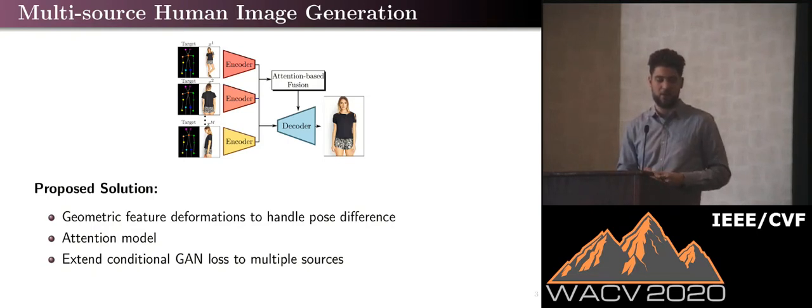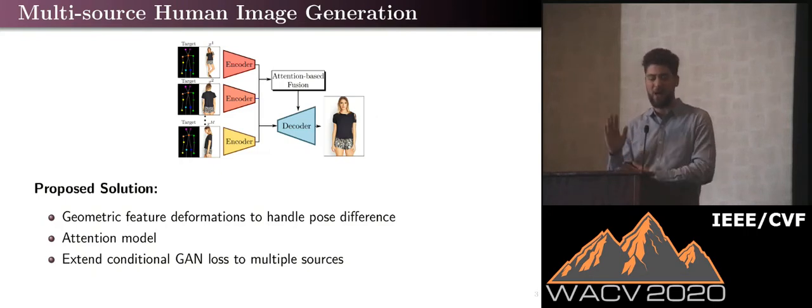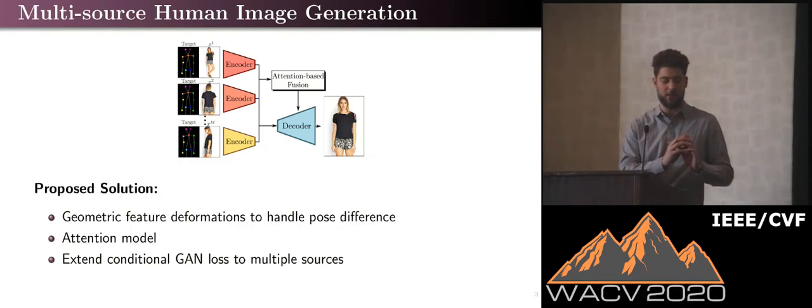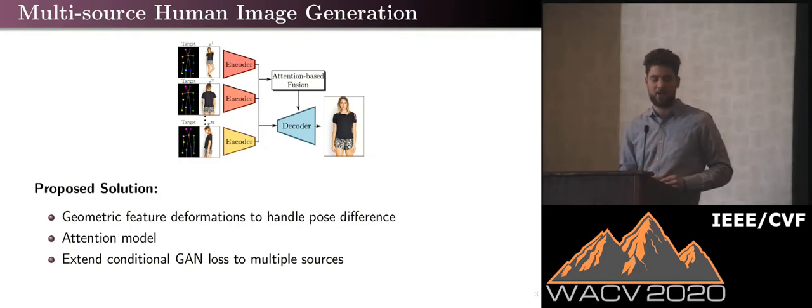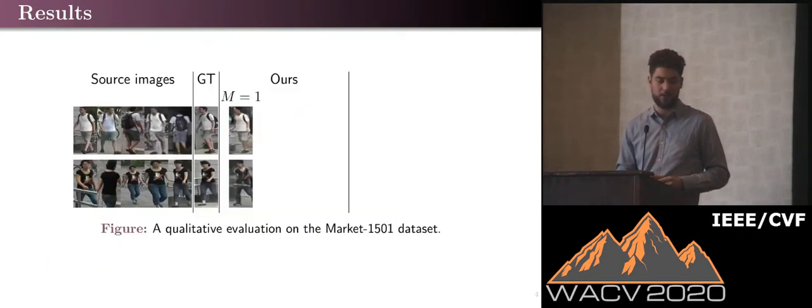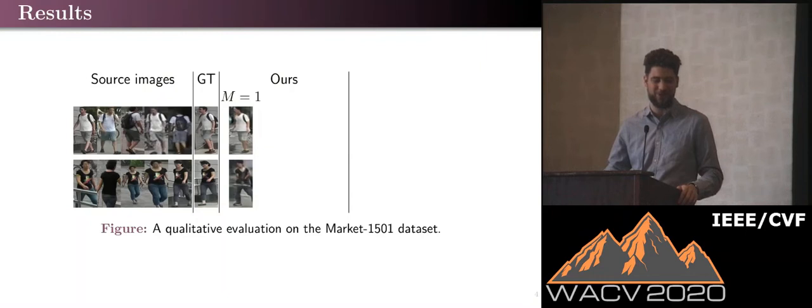The encoder models feature deformation in order to handle the pose difference between each input image and the target pose. And we also handle, okay, let's go to the results. So in the paper, we provide extensive qualitative and quantitative results, but here I'm showing these two examples.